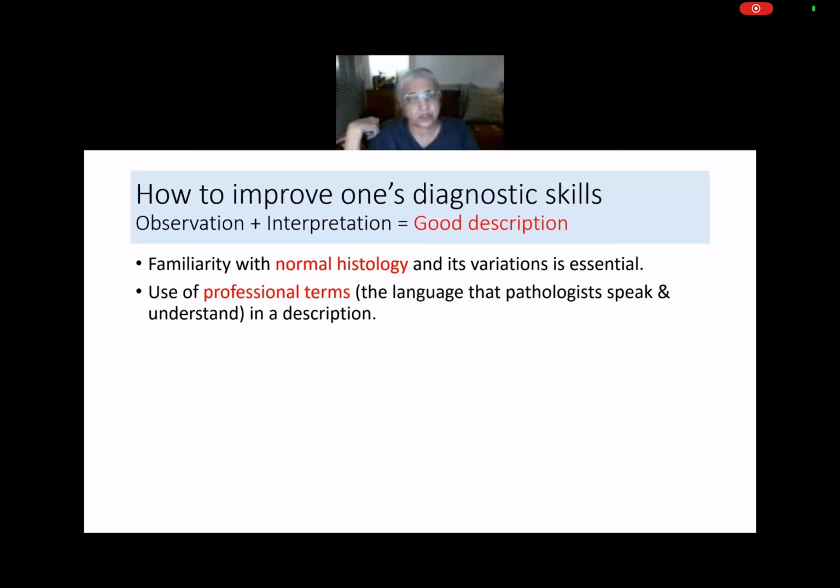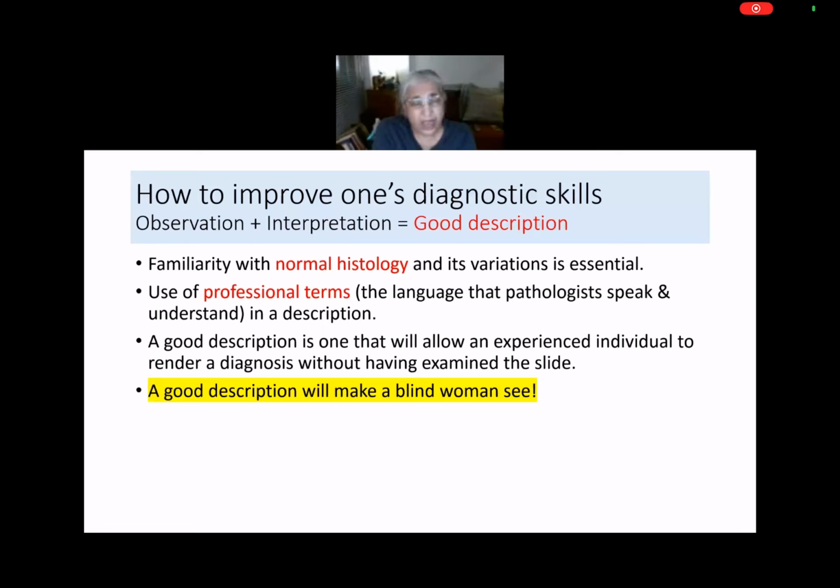To make a description, you must use professional terms. That is the language that pathologists speak and understand. Because if you don't use the terms appropriately, other people will not understand you. And if you have a wrong concept of what those terms mean, then you may not be able to understand what other people say, or for that matter, what the textbook is describing. Now, what is a good description?